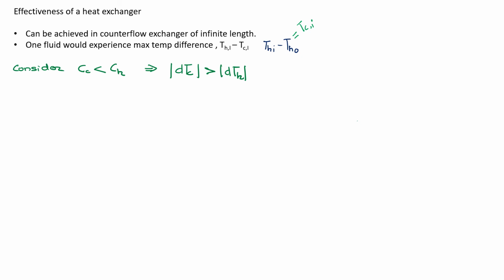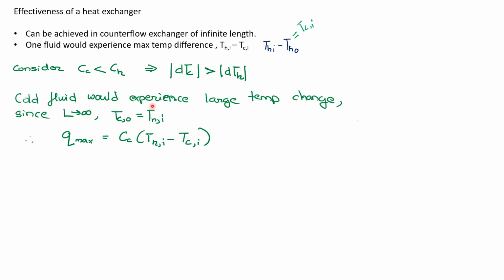So now let's consider that the heat capacity rate for our hot fluid is larger than the heat capacity rate of our cold fluid. Now we've seen that the relation between C and dT was inverse. So this will mean that dT for C, the absolute temperature difference for the cold fluid, will be larger than the absolute temperature difference of the hot fluid. Now what this means is that the cold fluid would experience a large temperature change, and since we have an infinitely long heat exchanger, our Tco will be equal to Thi, and that's what I said here.